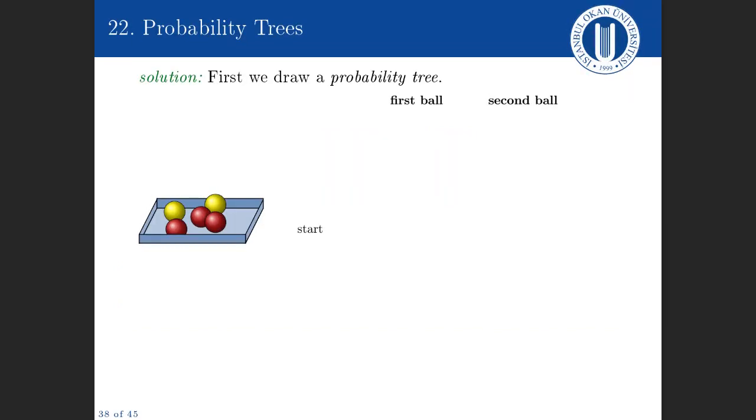To understand this, we can use a probability tree. And it goes like this. We have a place we're going to start, and then we're going to take a ball out of the box, the first ball. And the first ball is either going to be yellow or it's going to be red. What are the probabilities here? Well, there's 5 balls and 2 of them are yellow. The probability that the first ball is yellow must be 2 over 5. The probability that the first ball is red must be 3 over 5.